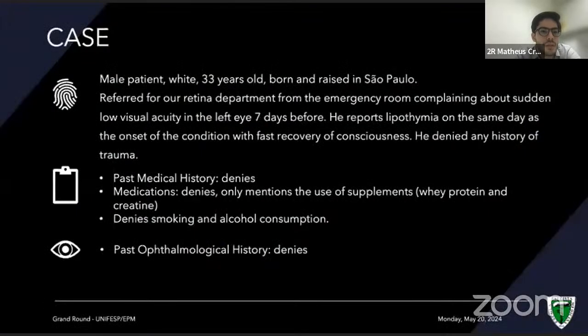So our case is about a 33-year-old male patient, white, born and raised in São Paulo, that was referred to our retina department from the emergency room, complaining about sudden low visual acuity in the left eye 7 days before. He reports lipothymia on the same day as the onset of the condition with fast recovery of consciousness. He denied any history of trauma as well. He denied any past medical history and past ophthalmological history. About medications, he only mentions the use of supplements such as whey protein and creatine. And he denies smoking and alcohol consumption.